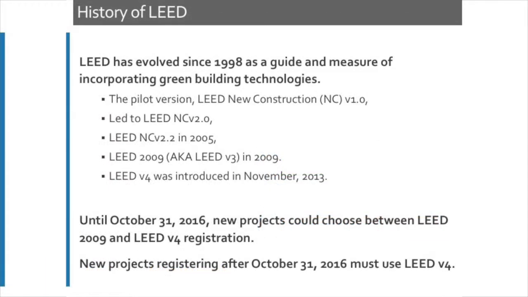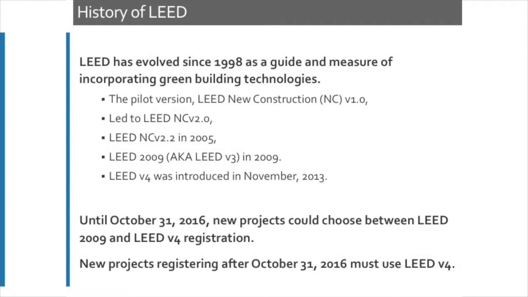Let's talk about the history of LEED. LEED began in 1998 and has continually evolved since that time. LEED 2009, also known as LEED version 3, came out in 2009, and then LEED version 4 was introduced in 2013. They ran in parallel for a few years, so you could actually register to both programs.